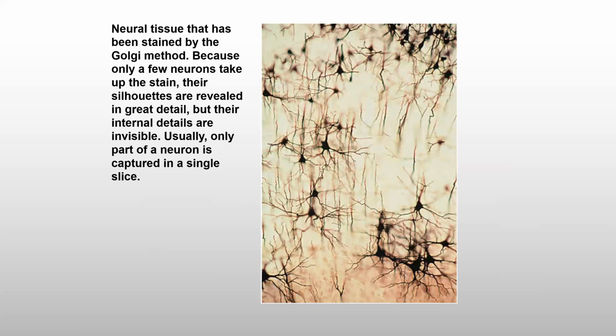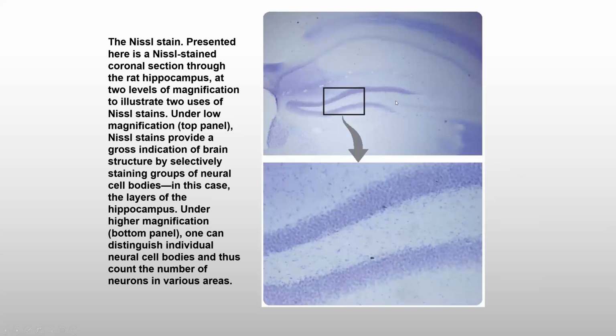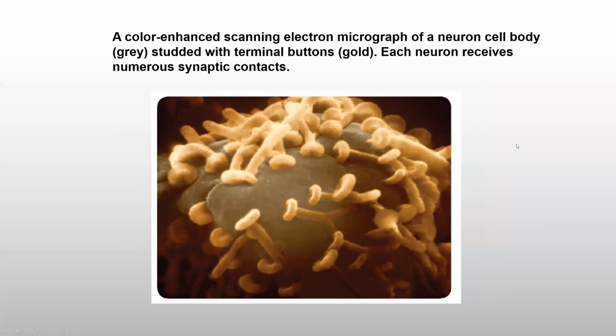So here is your Golgi method, and you'll notice that it stained the entire neuron, cell body, dendrites, axon, etc. Here for the Nissl stain, you'll see that they're just little blue dots, okay? Because it's just staining the cell body, not the dendrites, not the axon. And then here is your electron micrograph. Okay? So you're looking at a cell body, this gray area right here, and then all of these are little axon buttons or axon terminals.